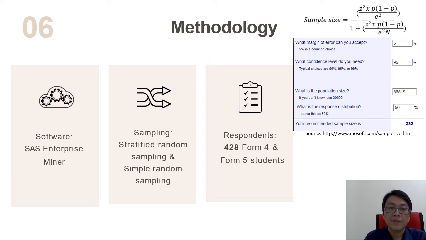The statistical software that we use in this research is SAS Enterprise Miner, and for the sample selection we use stratified random sampling methods and also simple random sampling methods. These are the computations of sample size. Supposedly we only need 382 respondents. However, while collecting the data, we actually got more than what we expected, which are 428 Form 4 and Form 5 students in Kedah.